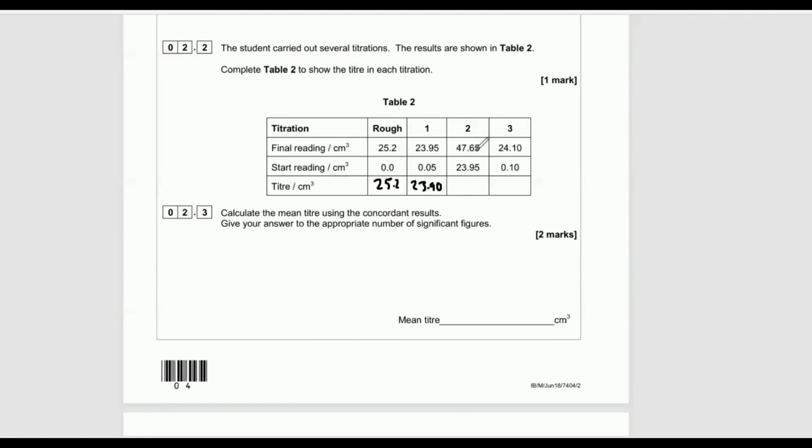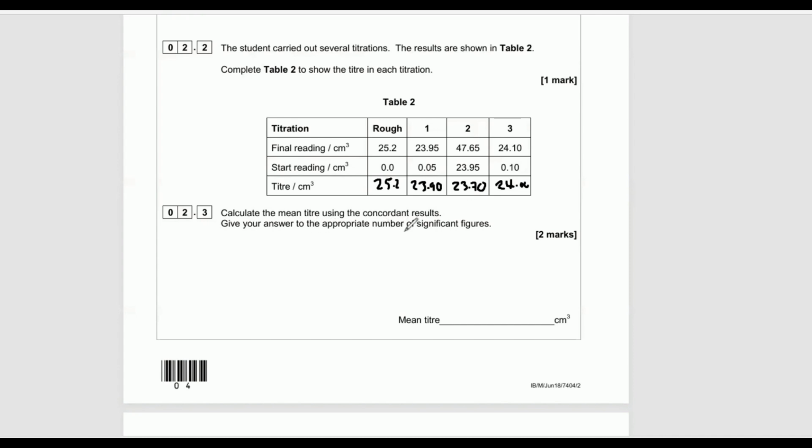You're just finding the difference between the final and start reading. I need my calculator for this. 47.65, take away 23.95, and we have a titre here of 23.70. And then I've got 24.10, take away 0.10. So we're going to go 24.10, take away 0.10 equals 24.00.